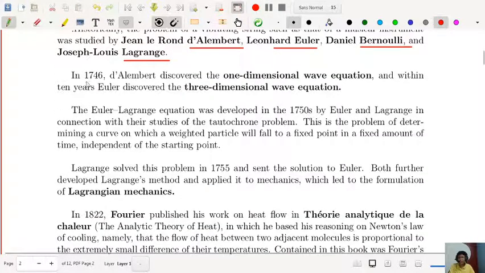In 1746, D'Alembert discovered the one-dimensional wave equation. This is very famous. At a higher level, you will study partial differential equations, and in that case you will study the wave equation. And within just 10 years, Euler discovered the three-dimensional wave equation, right?